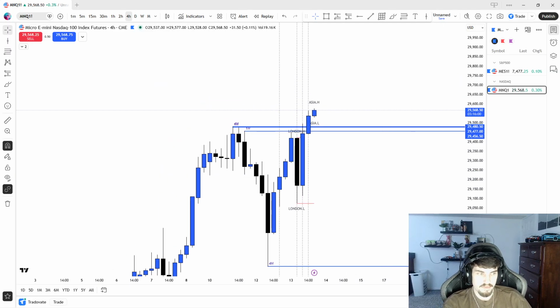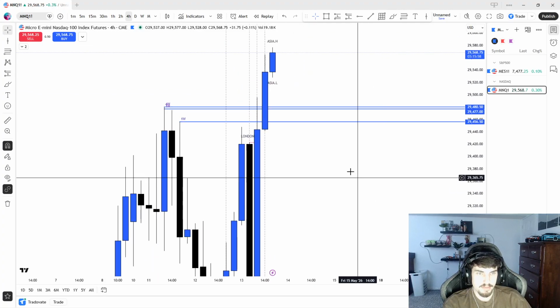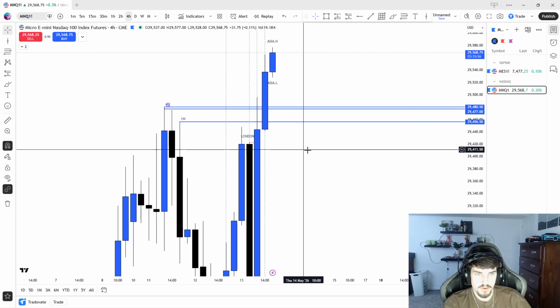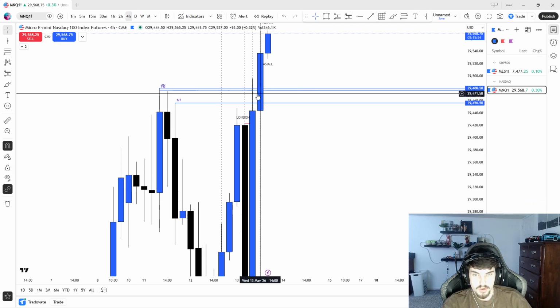And you'll see that if we have stacked up draws on liquidity, like relative equal highs and lows, and equal highs and lows, those get hit really often.